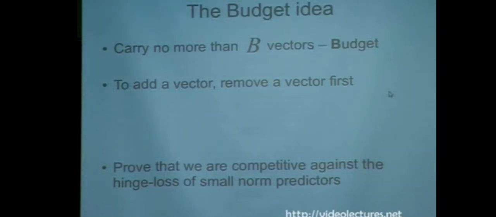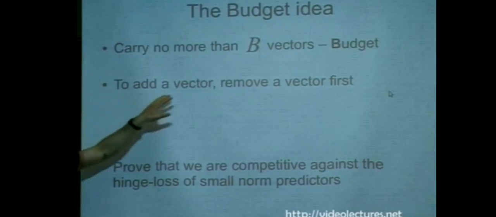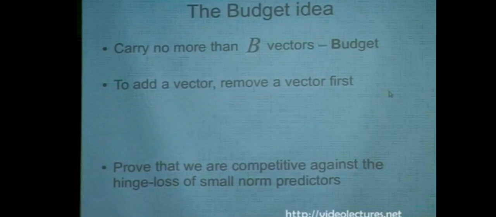There are a number of solutions, all based on the following rough idea: let's put a strict upper bound on the number of vectors we will maintain. Let's say we will carry not more than B vectors, where B stands for the budget. If we carry B vectors, then we know that our algorithm will not become extremely slow. There is a bound on how slow it will be. To implement it, the philosophy goes like this. Suppose we run our perceptron and suddenly we make a mistake. If we want to add a vector to our set of vectors, we must first remove a vector. That's how we maintain the budget.